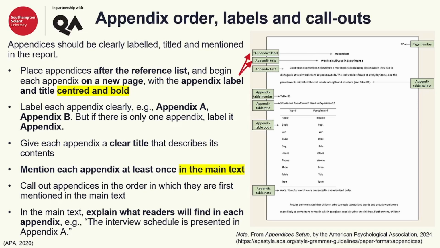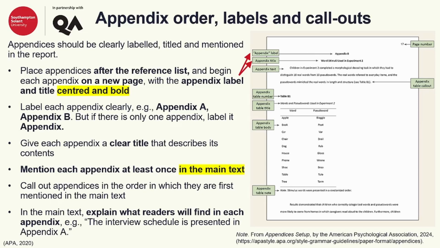For example, you can write, the interview schedule is presented in Appendix A. You can also write, a collected codes table showing the development of the candidate themes is provided in Appendix B. This is clearer than simply writing see Appendix B. It explains what the appendix contains and why it is relevant.